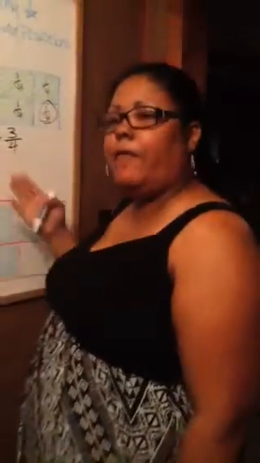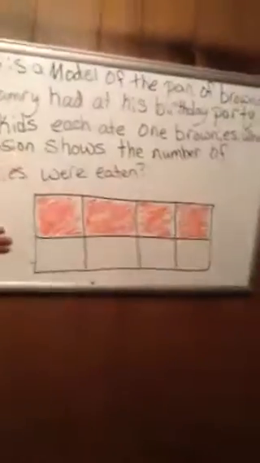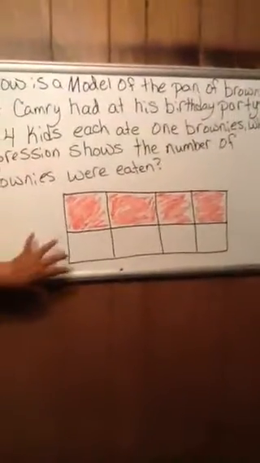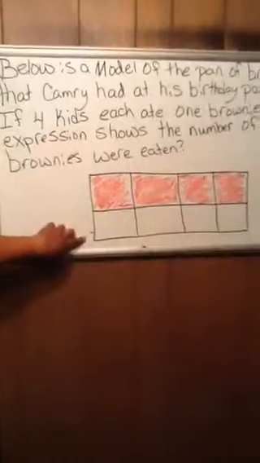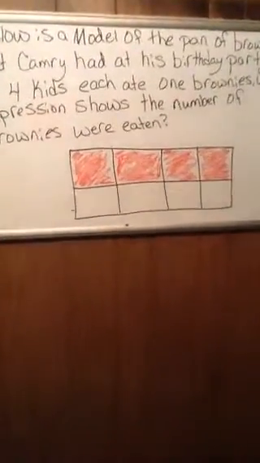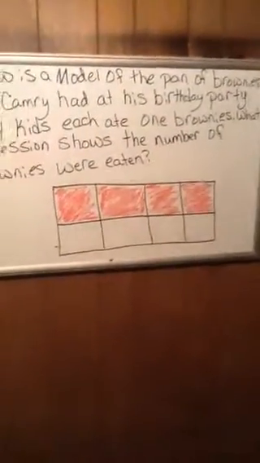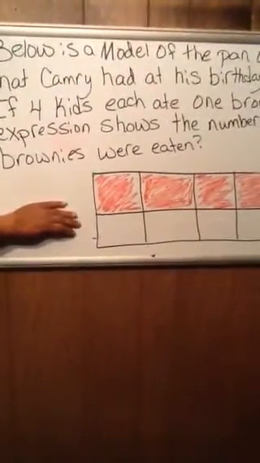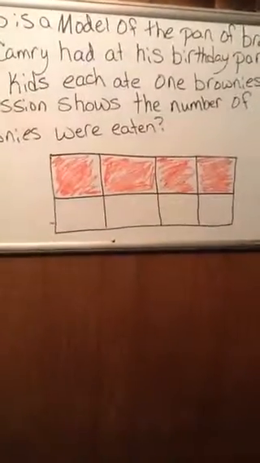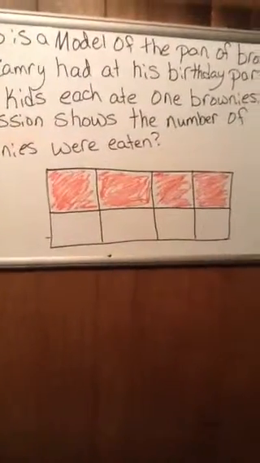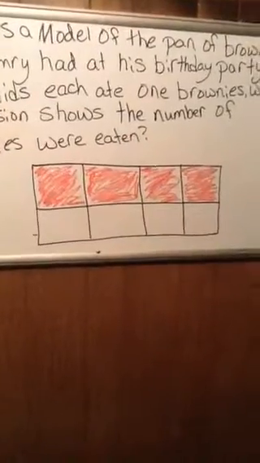We know in life we have computation, but we also have word problems. We have to master the skill of word problems to deal with everyday life. Over here, we have a graph that represents brownies at Cameron's birthday party. So let's read the question. Below is a model of a pan of brownies that Cameron had at his birthday party. Again, this is the pan of brownies. If 4 kids each ate 1 brownie, what expression shows the number of brownies that were eaten?